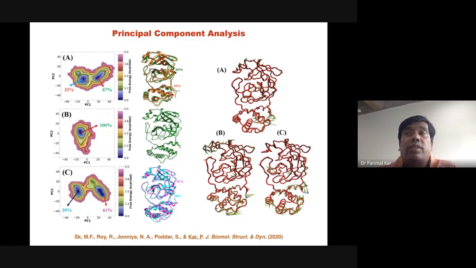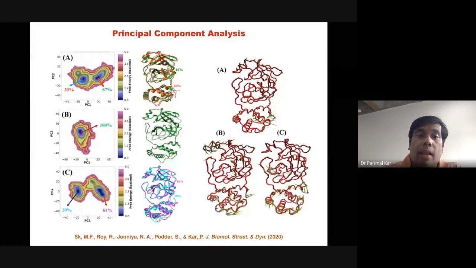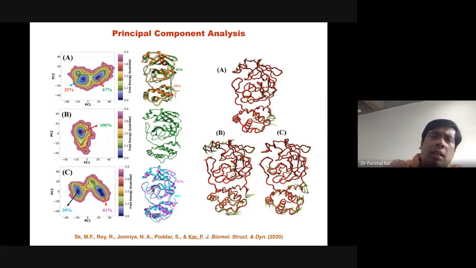Anyway, now you see that when the protein is in a free state, there is no ligand, it has two minima. But when the alpha ketoamine, that's 13B, binds, then you see that the total sampling space becomes narrower and there is only a single minimum. So that means the ligand binding gives stability to the protein.